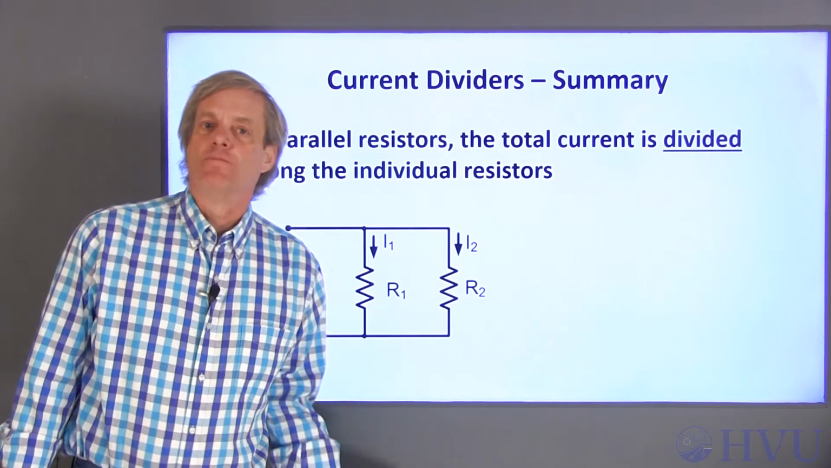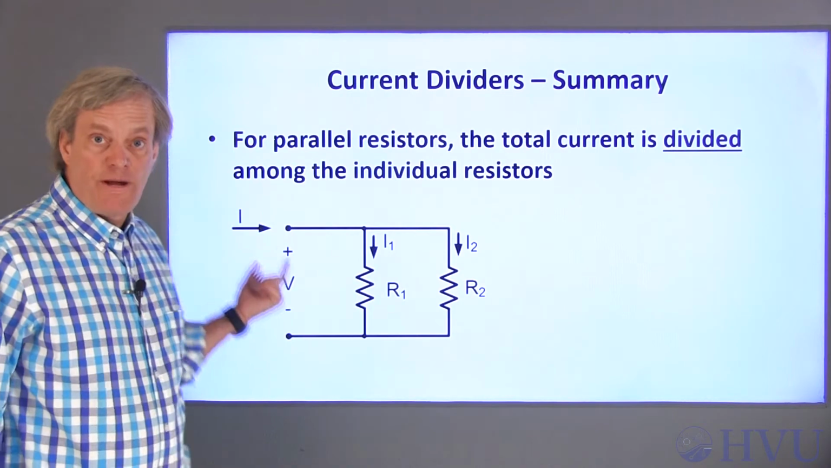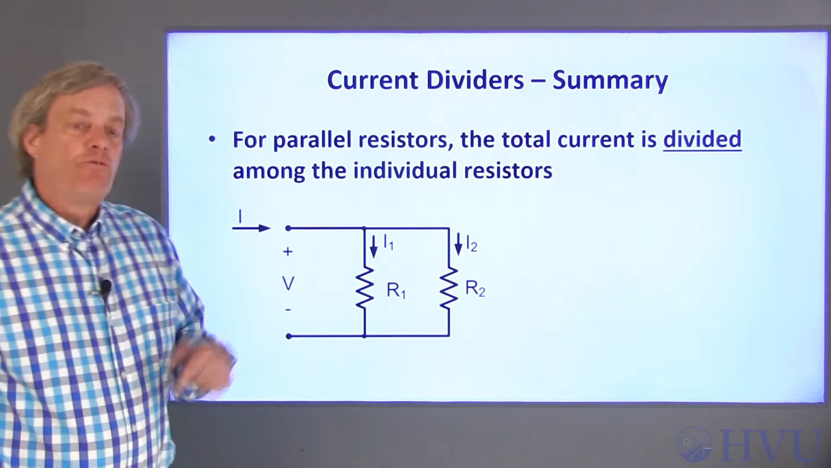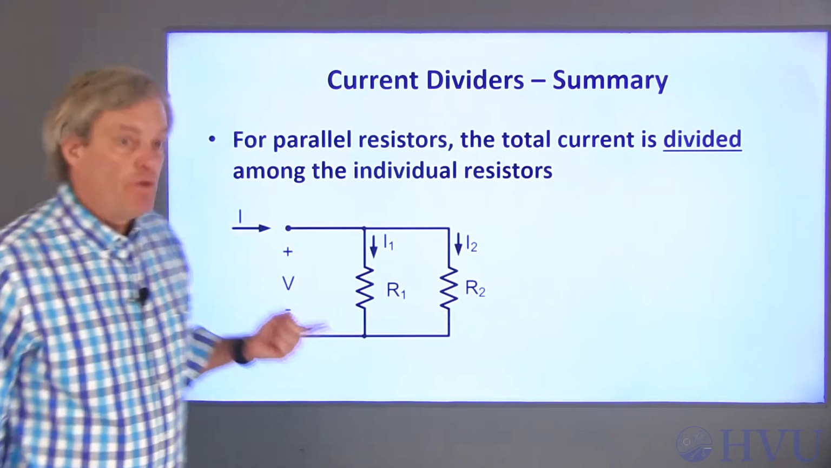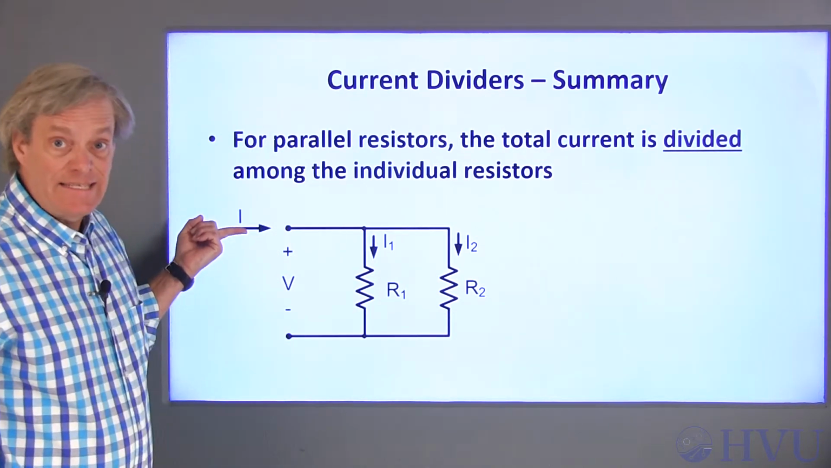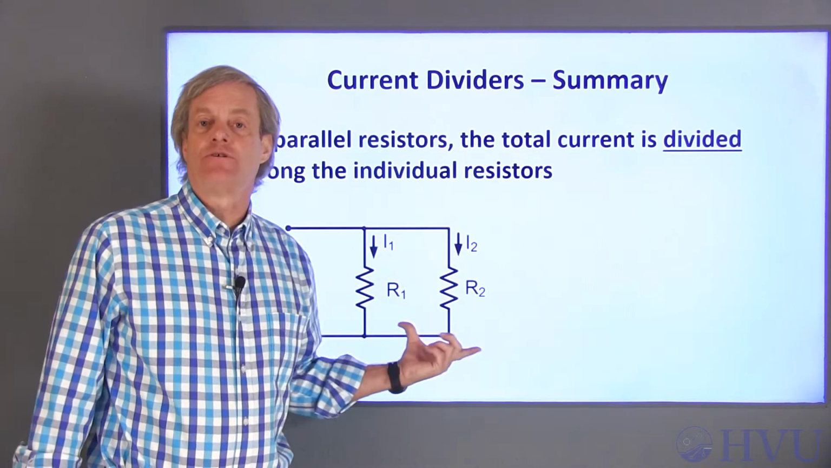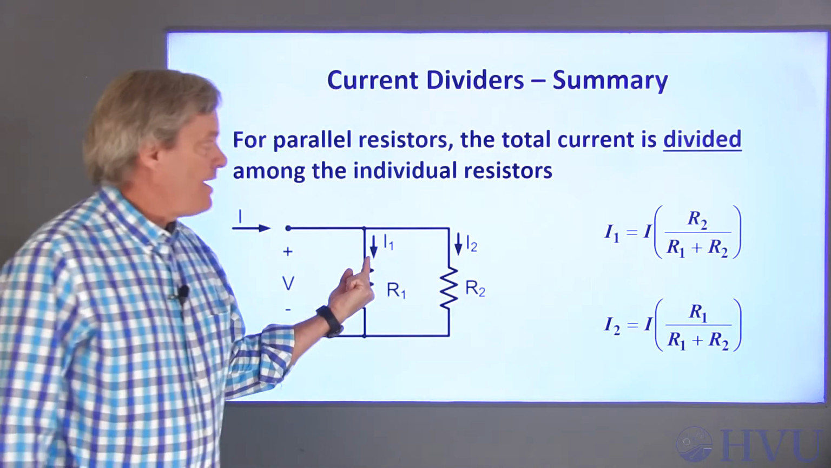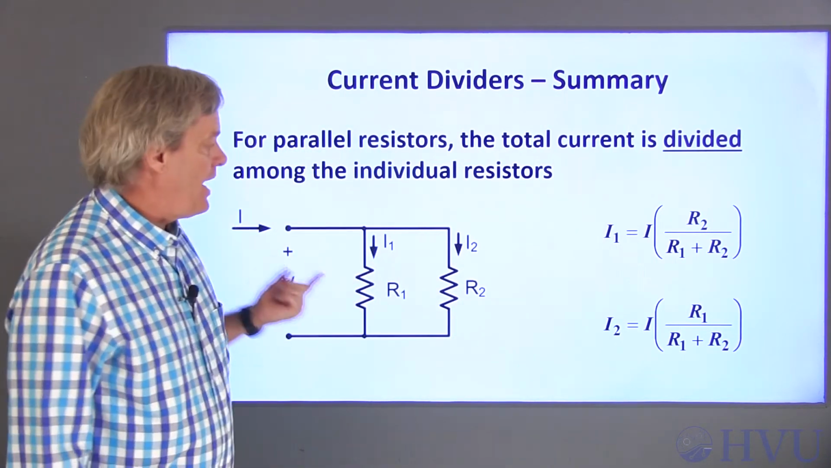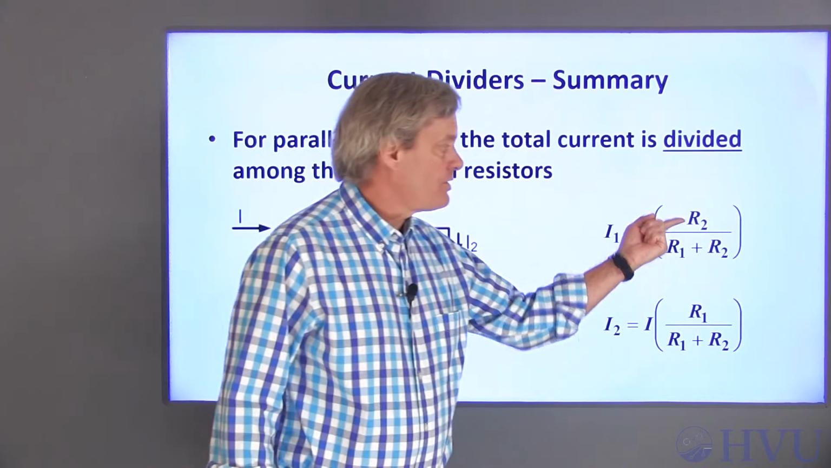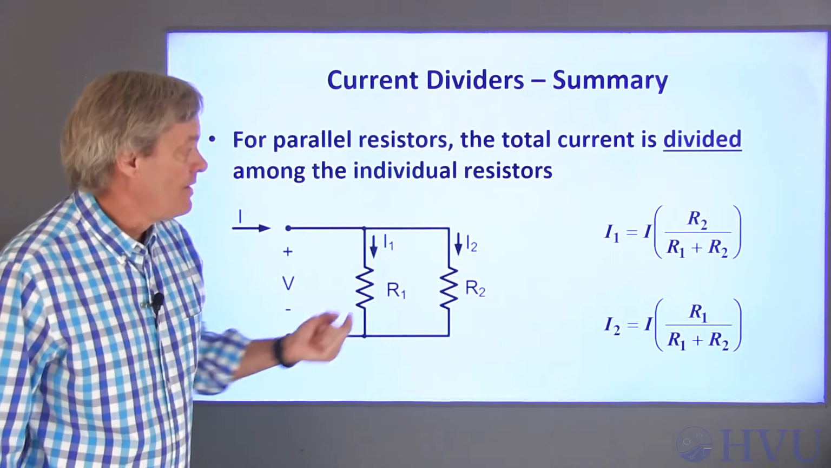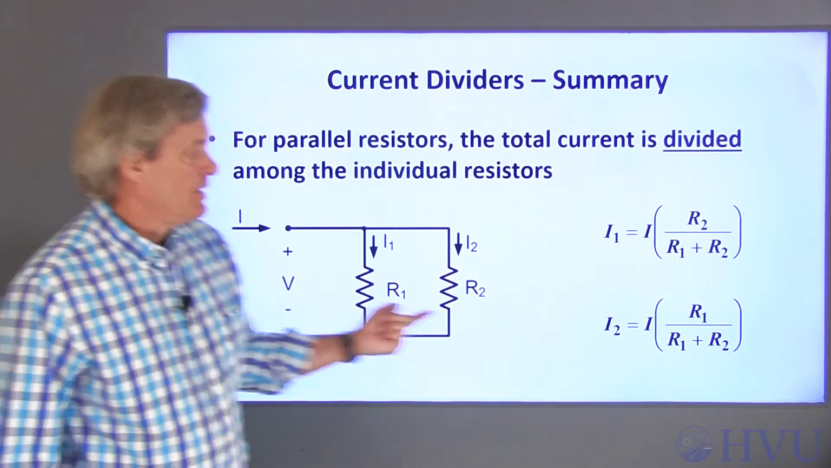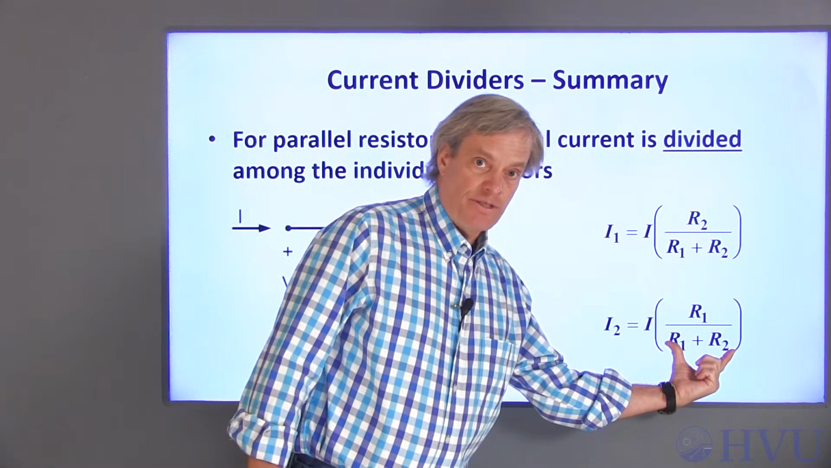The current divider formula says that the total current into a pair of parallel resistors is divided among the individual resistors. So if we have a pair of parallel resistors in which we know the total current I into them, we can really easily determine the current through the individual resistors. The current through resistor R1, I1, is equal to the total current I times the other resistance, R2, over the sum of the two resistances. Likewise, the current through resistor R2 is the total current times R1 over R1 plus R2.